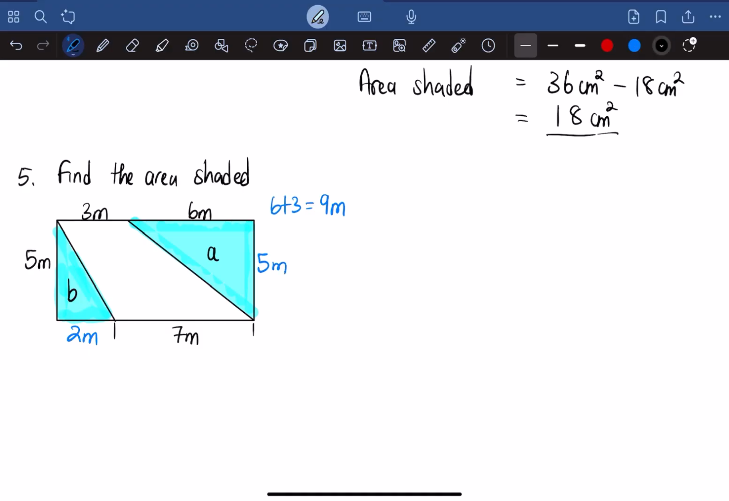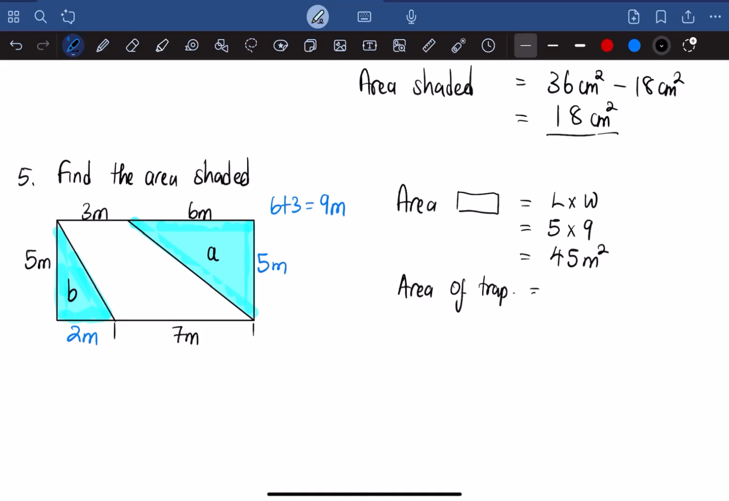To find the area shaded, we are going to say the area of the rectangle is the length times the width, which is equal to 5 times 9, and that is 45 square meters. And then the area of the trapezium, which is given by the formula half A plus B multiplied by the height. Our A is 3, and then our B is 7 multiplied by 5.